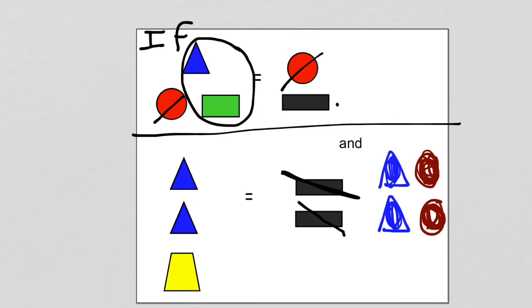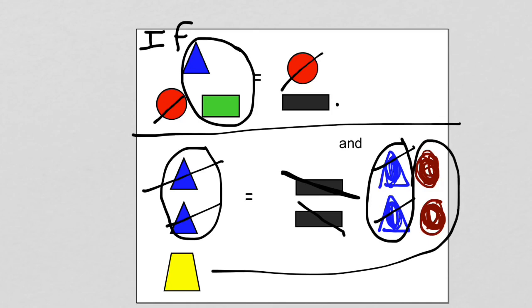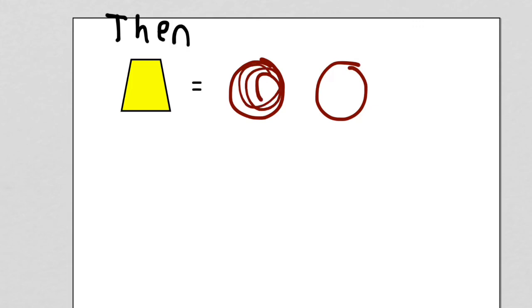Now look at this. On this side of the equal sign, I have two blue triangles, and on this side of the equal sign, I have two blue triangles. Let's cancel them out. And now I have a yellow trapezoid is equal to two red circles. So that takes us to the last part. A yellow trapezoid is equal to two red circles.